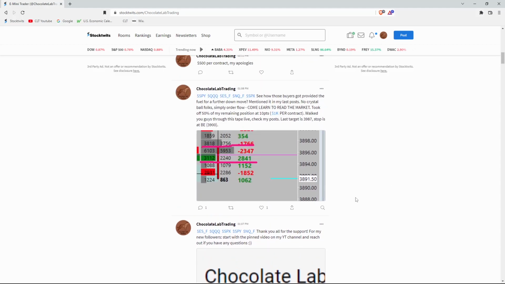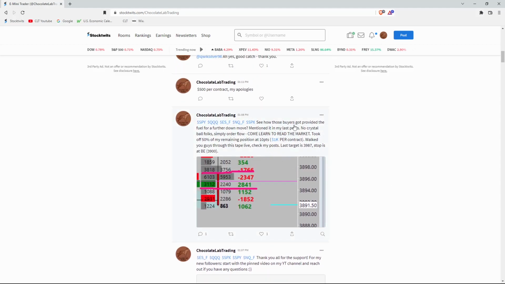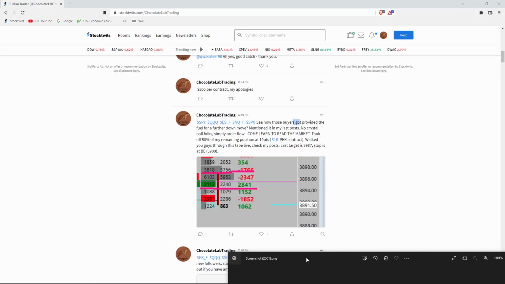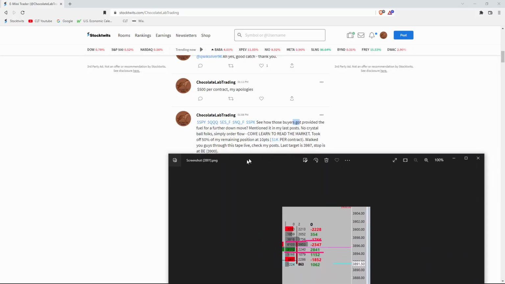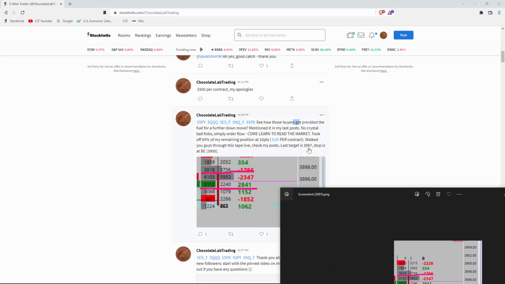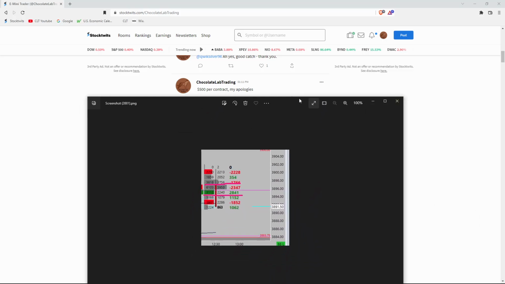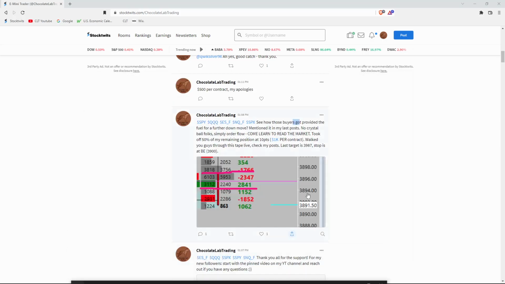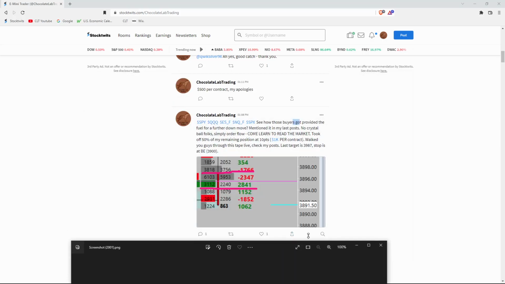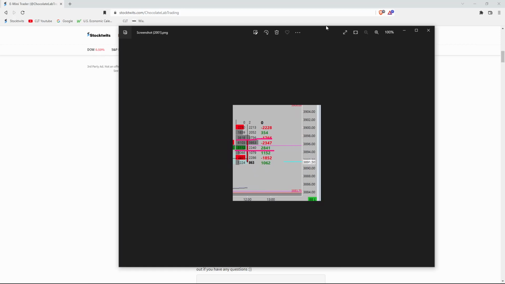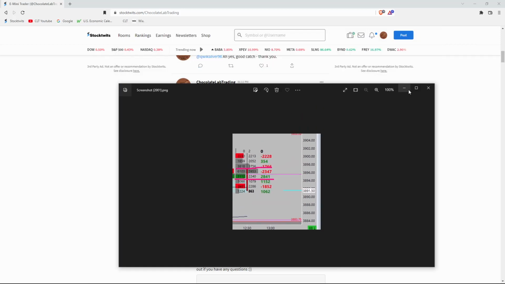See how those buyers provided the fuel for a further move down. Mentioned it in last posts. No crystal balls. Took 50% off of the remaining position at 10 points. Not $1,000 per contract, it's $500. Typo. Walked you guys through the tape live. Check my posts. And my final target was not 39.87, but 38.87. But we'll talk about that when it comes.